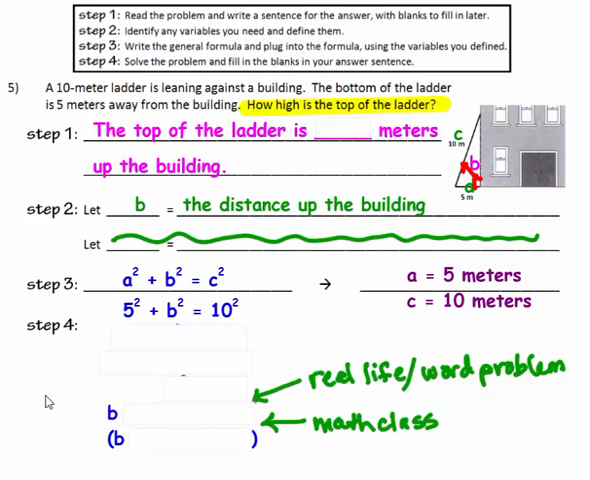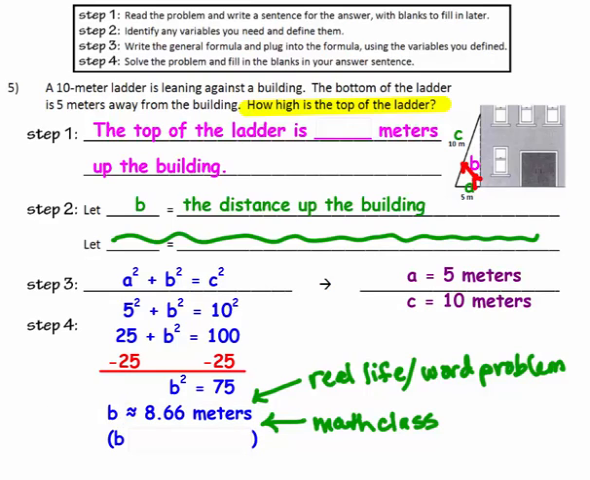And then we'll do just like we did in the previous lessons. We'll square what we need to square. Subtract 25 from both sides to get B squared. And then square root both sides. Remember, we're going to ignore the negatives because we're looking for distances, and there are no negative distances. And in your calculator, you'll get 8.66 meters.